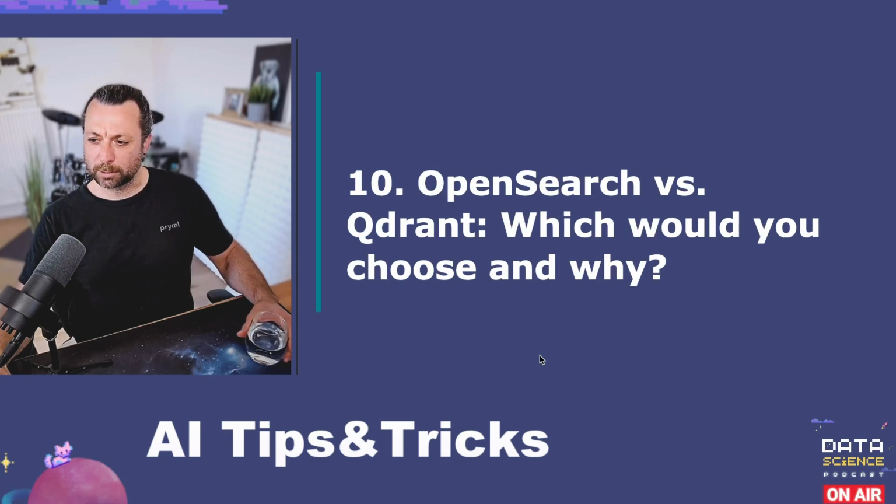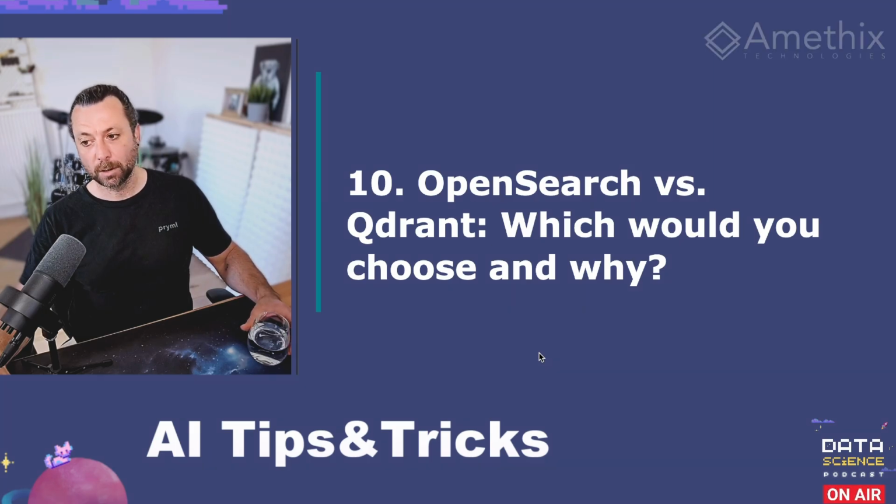OpenSearch versus Qdrant, which would you choose and why? So I don't know OpenSearch very well. I know they're both vector databases to start with. I worked a lot with Qdrant, which is written in Rust, a phenomenal piece of software, and very fast. The biggest difference is that OpenSearch is also a very interesting project, definitely used in the enterprise as a vector database.